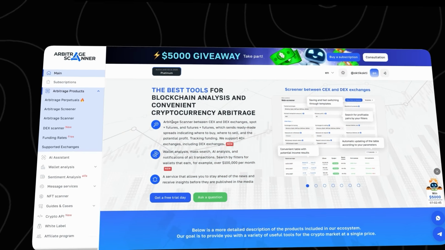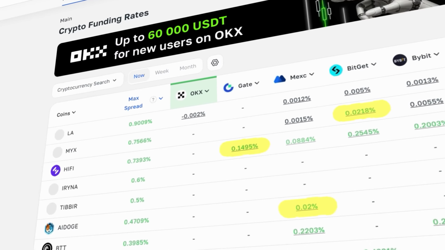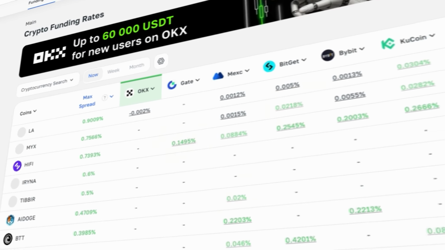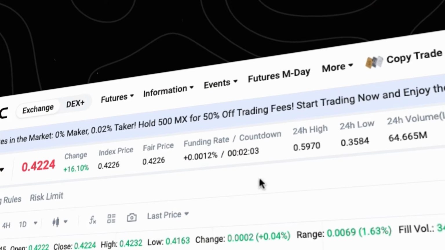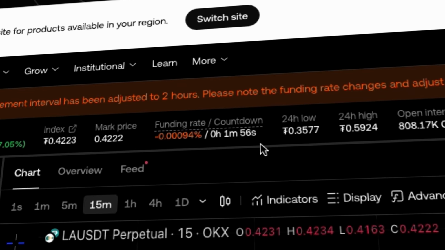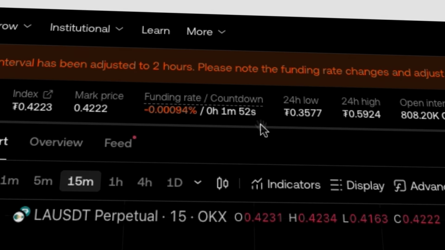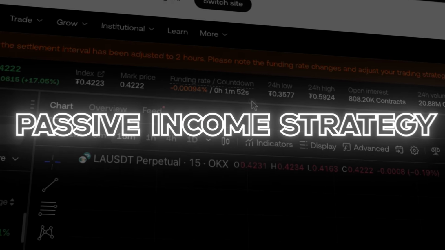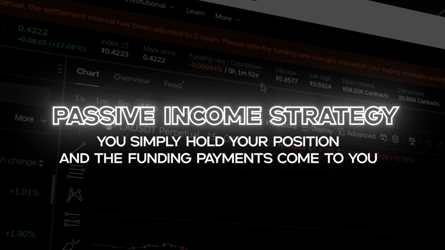From all this, you need to remember just one simple rule. If funding is positive, longs are paying shorts. If funding is negative, shorts are paying longs. If you understand the mechanics and can find spreads between exchanges or contracts, you can set up your position so that funding works in your favor. Then it stops being price-guessing trading and turns into a passive income strategy. You simply hold your position and the funding payments come to you.